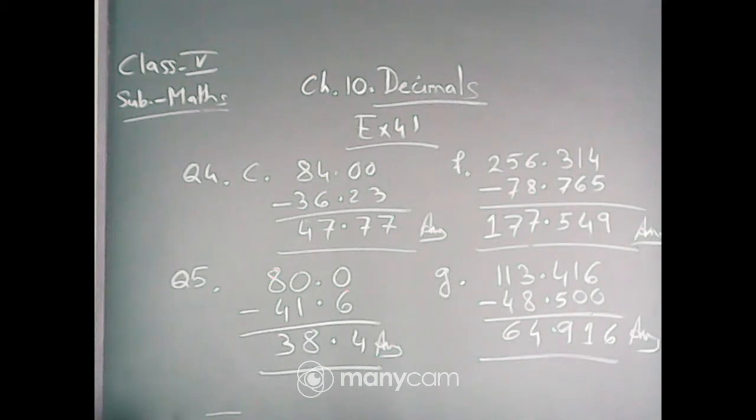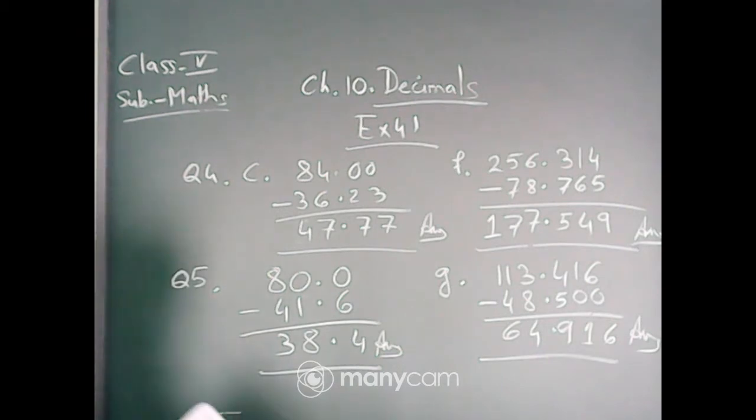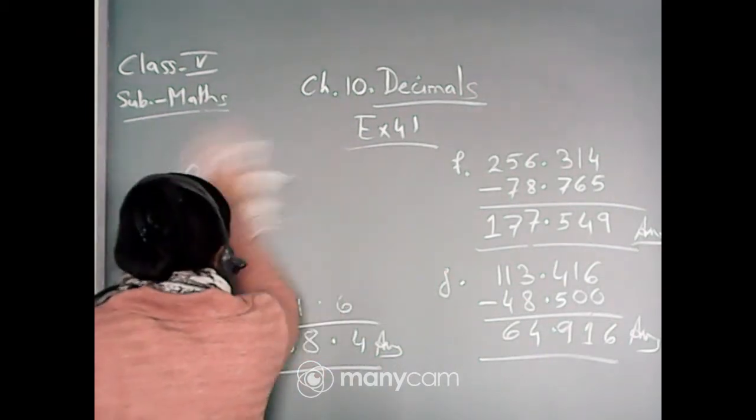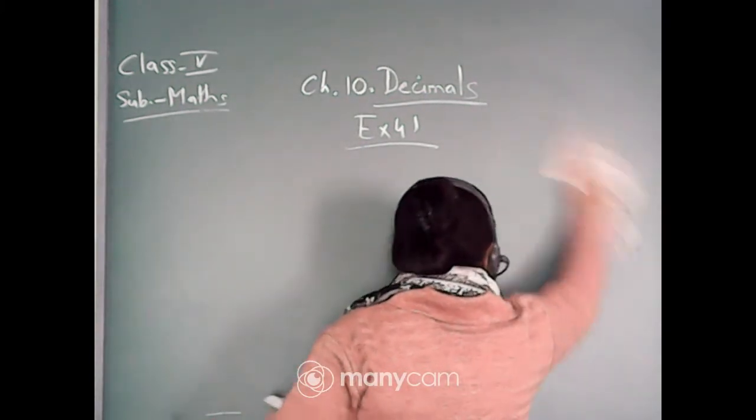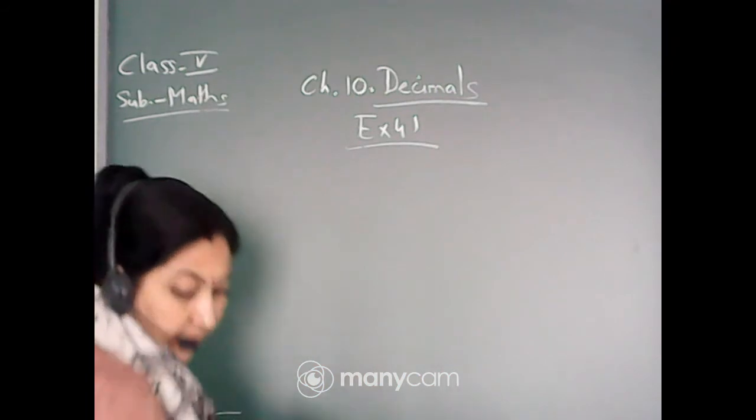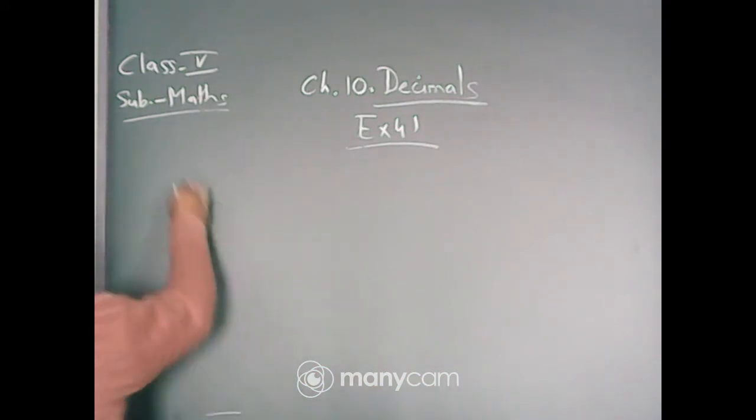Now come to the next page. Page number 136. Question number 6. Here also find the difference. The same thing. It is given in the horizontal form. Quickly find it in the vertical form, means write it in the column and then subtract. Okay. Question number 6.